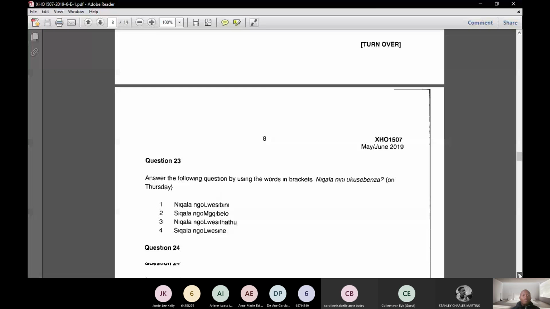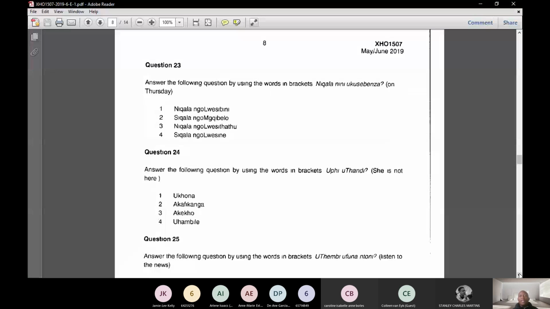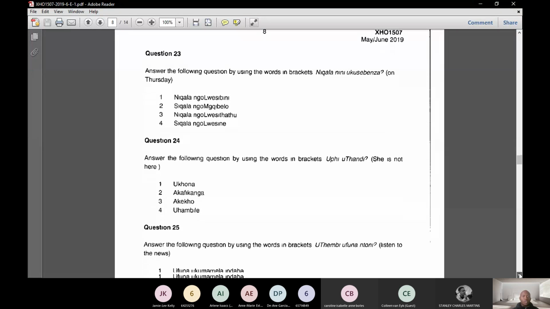For number 23, answer the following question by using the words in brackets. Niqala nini ukusebenza? The verb in the sentence is niqala, so that's a clue. Number 1, niqala ngolwesibini. Number 2, siqala ngomvulo. Number 3, niqala ngolwesithathu. Number 4, siqala ngolwesine. What is this day? Number 4.